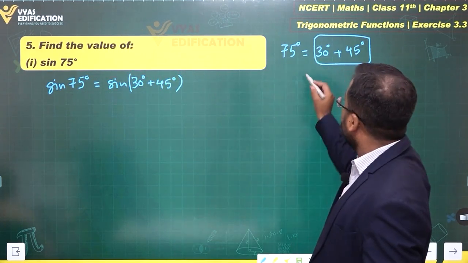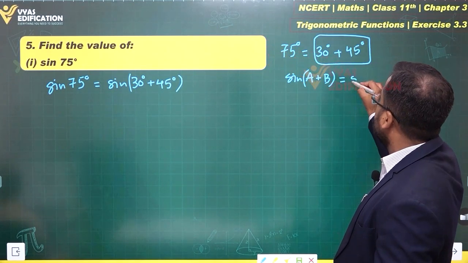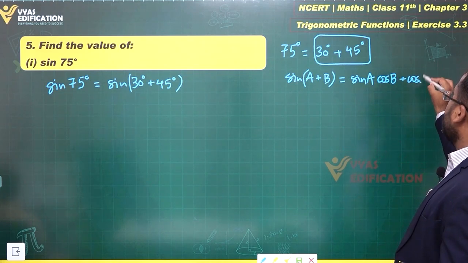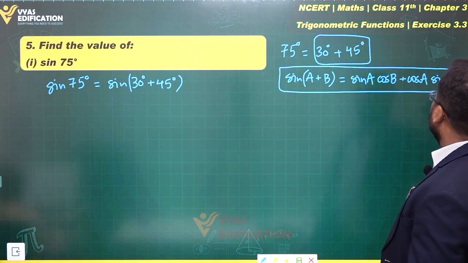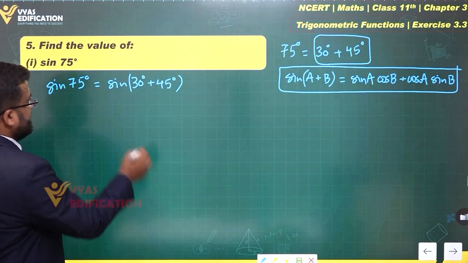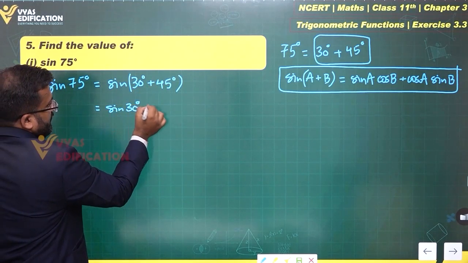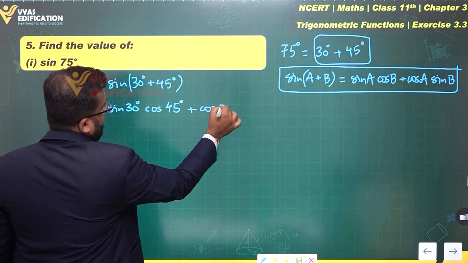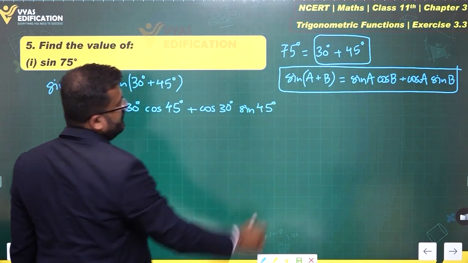After writing it as a sum of two angles, we can apply the formula of sine A plus B. Now what does the formula of sine A plus B look like? Sine A plus B is actually equal to sine A cos B plus cos A sine B. This is what it looks like, so we can apply that formula.